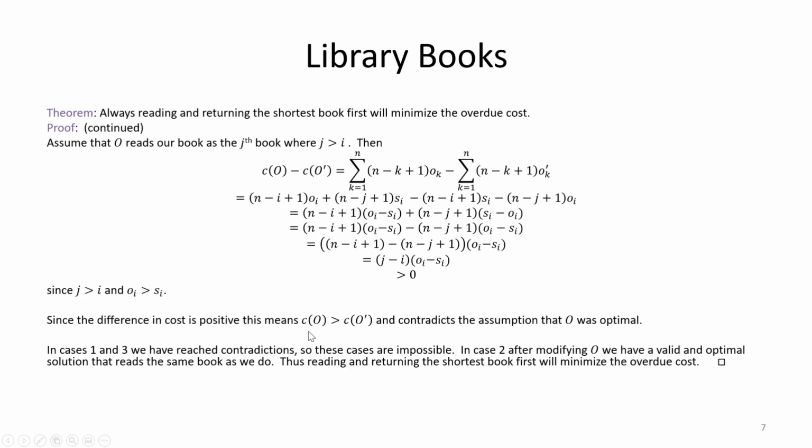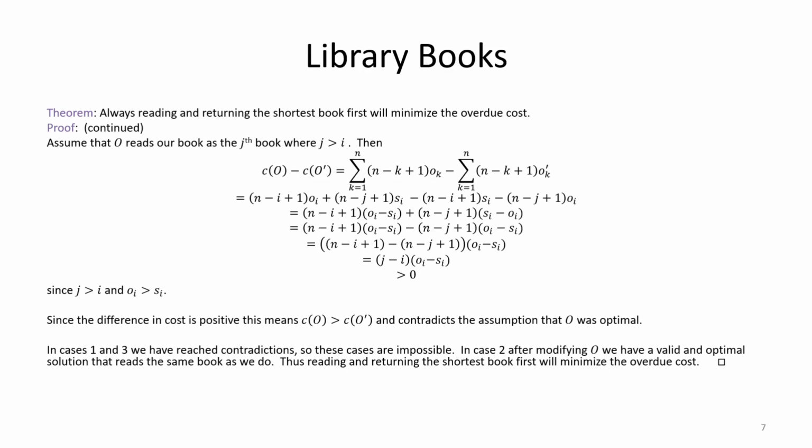Okay. So of our 3 cases, 2 of them reach contradictions. So that means those cases are impossible. The case where O selects a shorter book than us is impossible because we always select the shortest book. The case where O selects a longer book than us is impossible because that would increase the cost. That's what our math does here. So both of those cases are impossible.